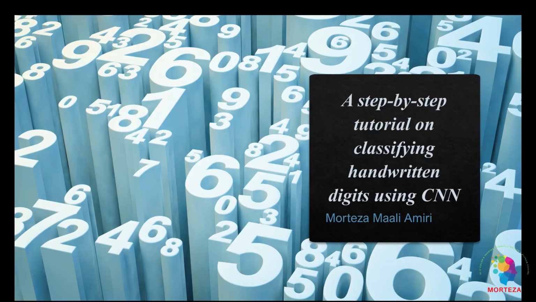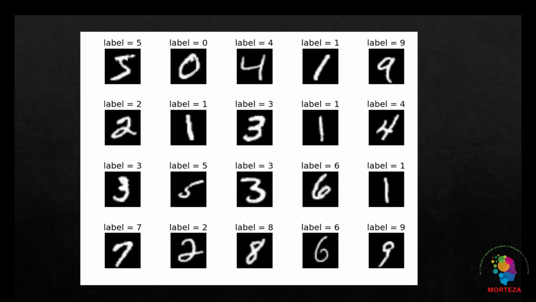As I said, this video is a tutorial on classifying handwritten digits using convolutional neural networks. The problem we're trying to solve here is to classify grayscale images of handwritten digits, 28 by 28 pixels in size, into their 10 categories, 0 through 9. We'll use the MNIST dataset, a classic in the machine learning community. It's a set of 60,000 training images plus 10,000 test images.